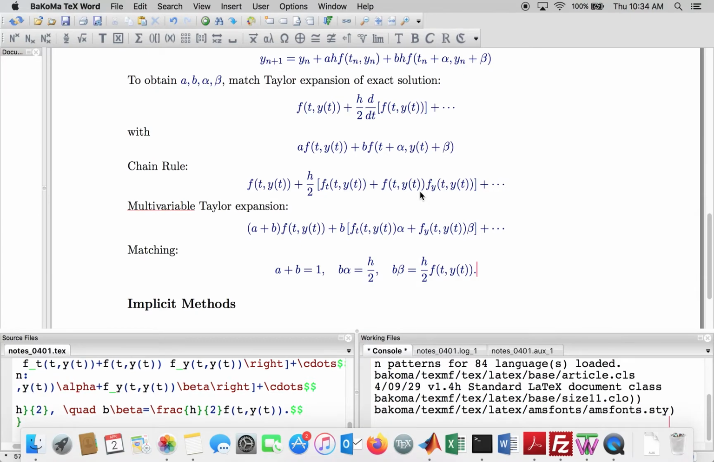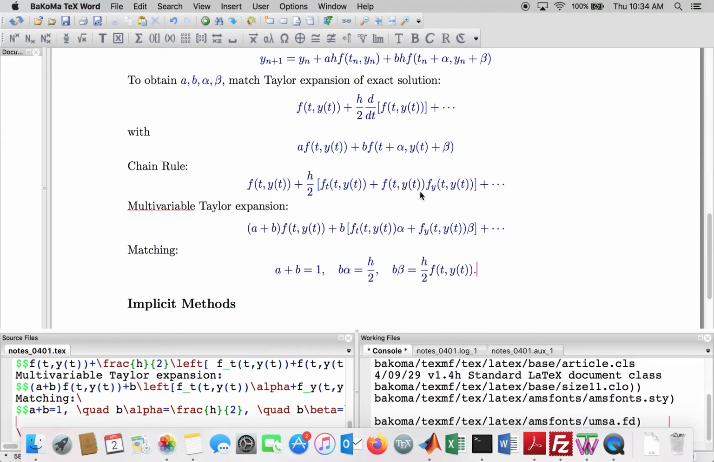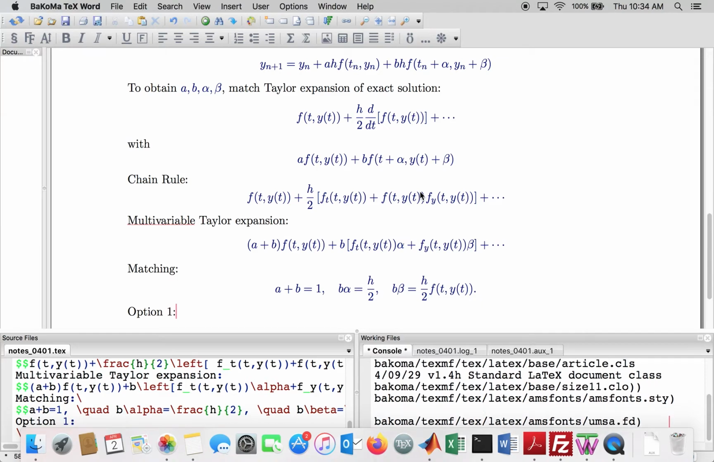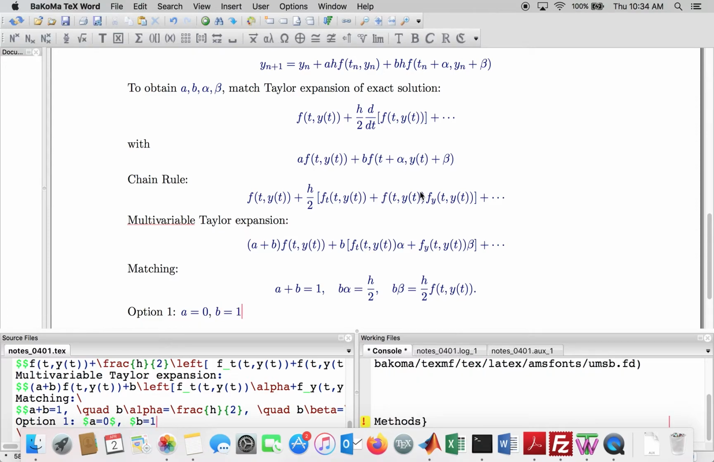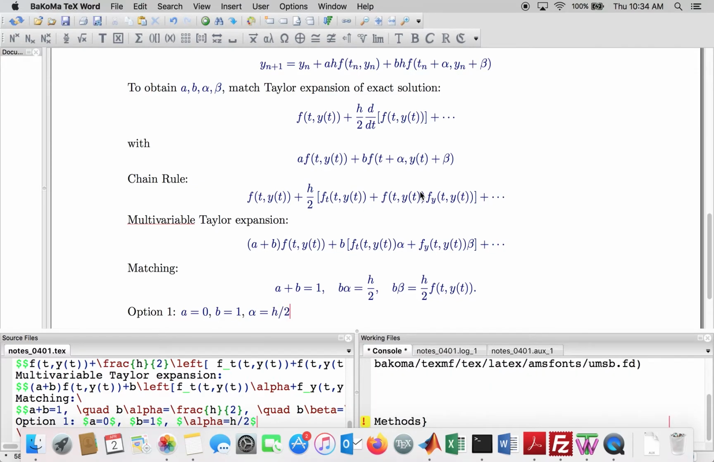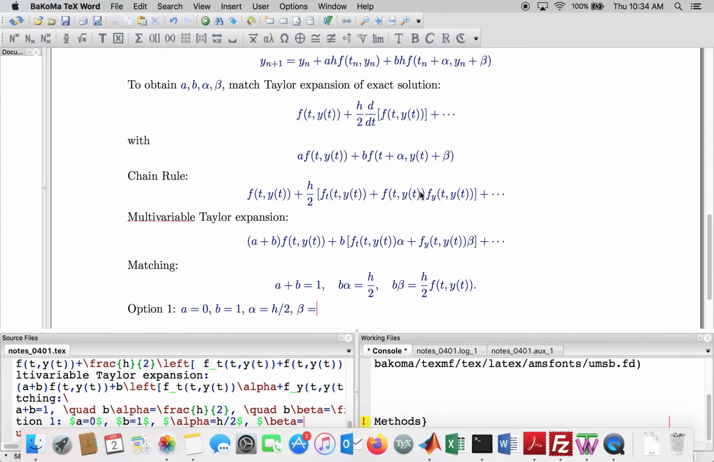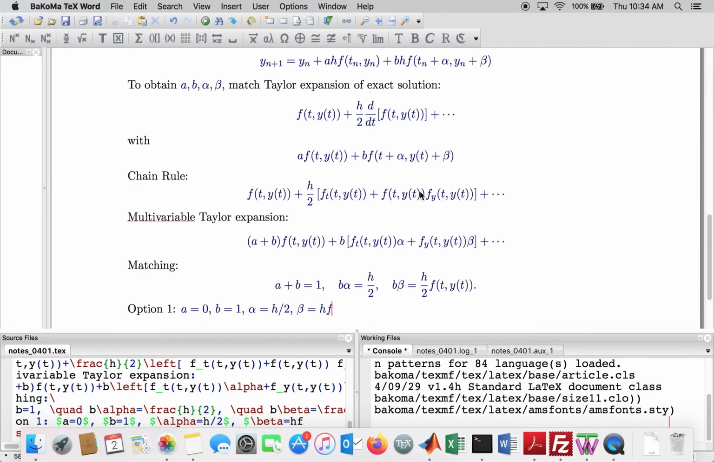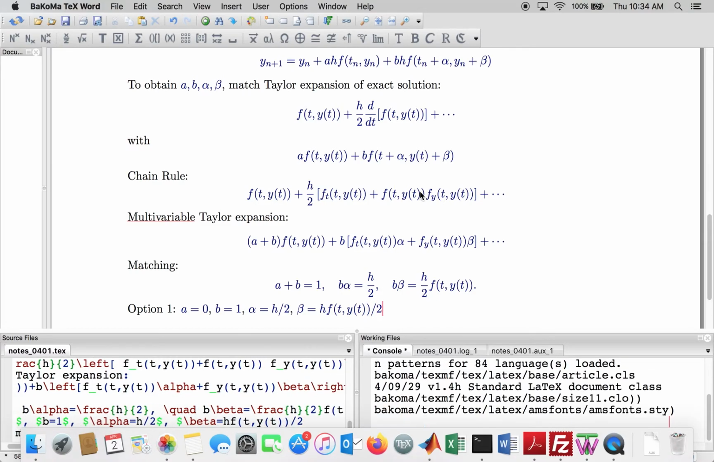All right. So the thing is, there's actually some flexibility here in terms of what method we could obtain by choosing a, b, alpha, and beta that satisfy all of these. So first option, I'll set a equals 0, which means b has to equal 1. Then alpha has to equal h over 2. And then beta is equal to, since b equals 1, hf over 2.